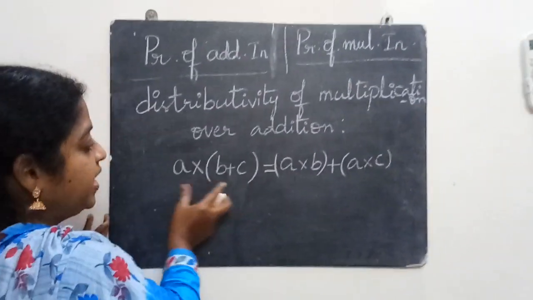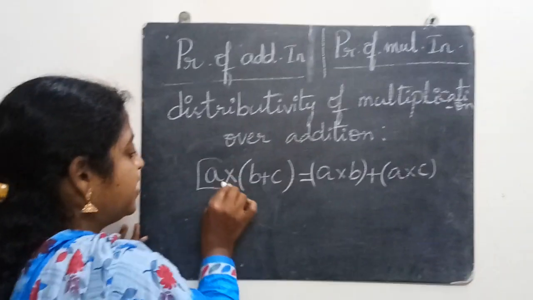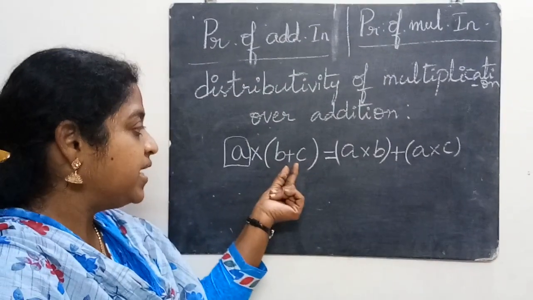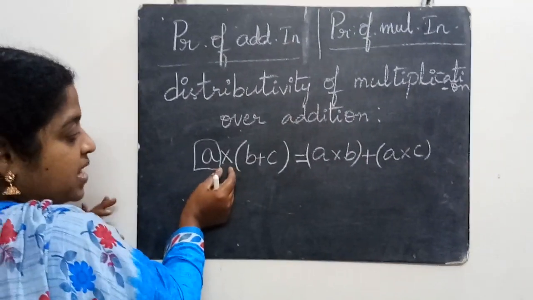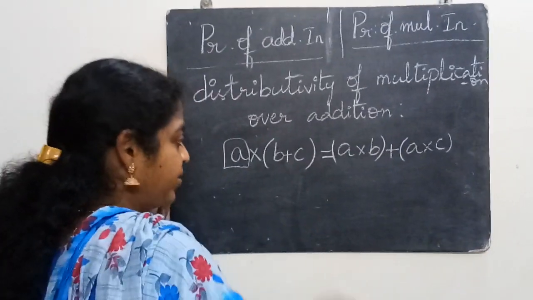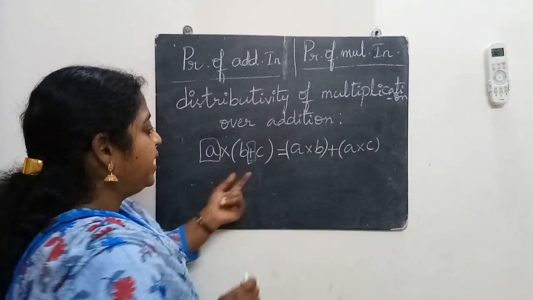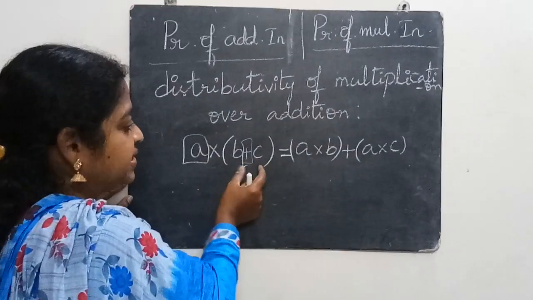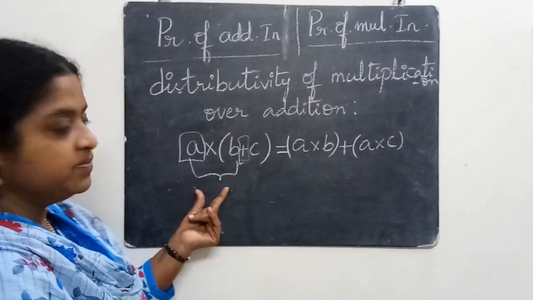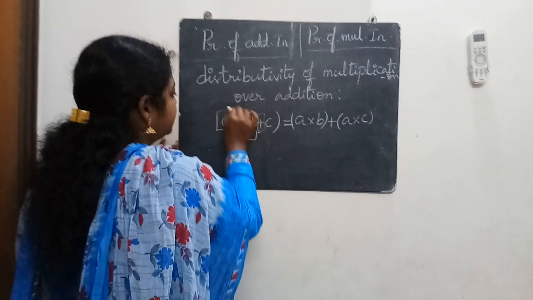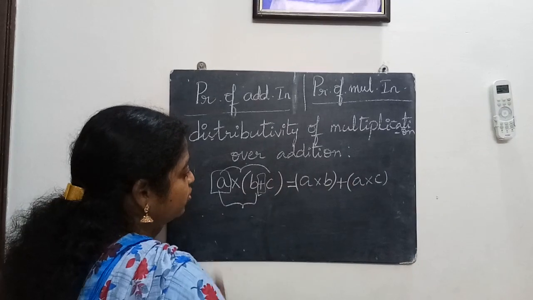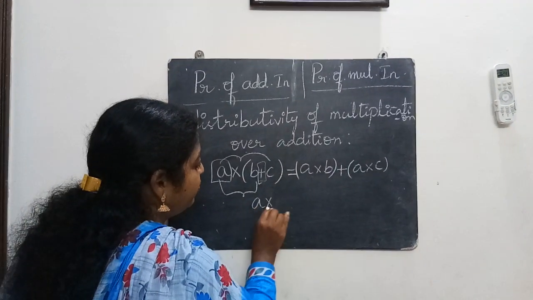Here you can see A into (B plus C). This A, you are distributing equally to B and C. Here it is a plus symbol, but the multiplication symbol is outside. So A should multiply each integer, and at the same time the integers should be added. So A into (B plus C) is equal to, first distribute the A to B, A into B, plus A into C. A into B plus A into C. Understood, children?